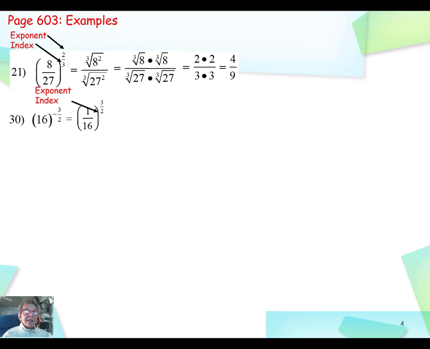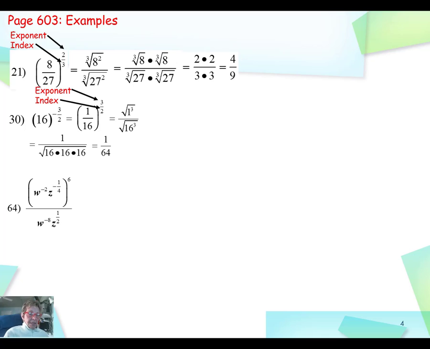Now keep in mind that the numerator is your exponent, the denominator is your index. I'm going to change it into radical form, and I get the square root of 1 cubed over the square root of 16 cubed, which gives me 1 over the square root of 16 times 16 times 16, baby steps again. The square root of 16 is 4, so that gives me 1 over 64 because it's 4 times 4 times 4. The next one we're going to look at is 64.